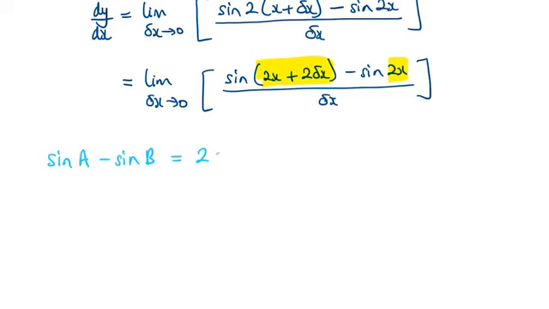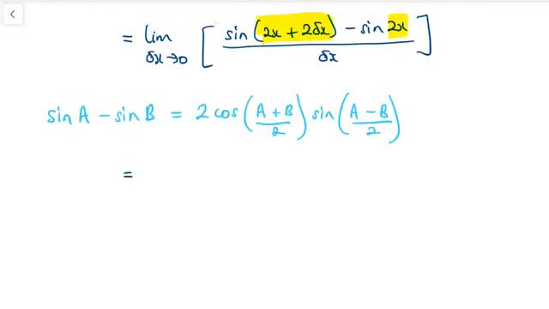It's 2 cos of (A plus B) over 2, times sin of (A minus B) over 2. Okay, so using that, we can rearrange this equation as follows. We've still got the limit as delta x tends to 0. Now A is this part here, the 2x plus 2 delta x, and my B part is the 2x. So let's substitute those in.